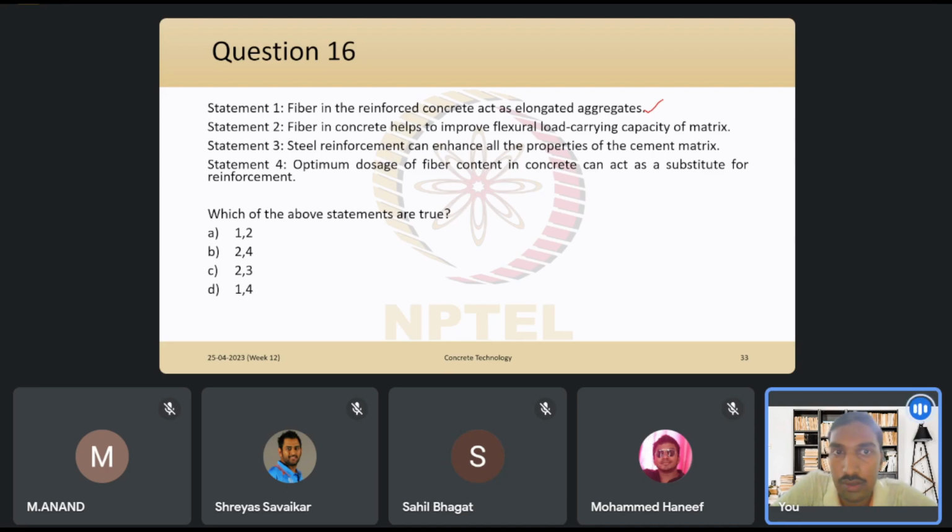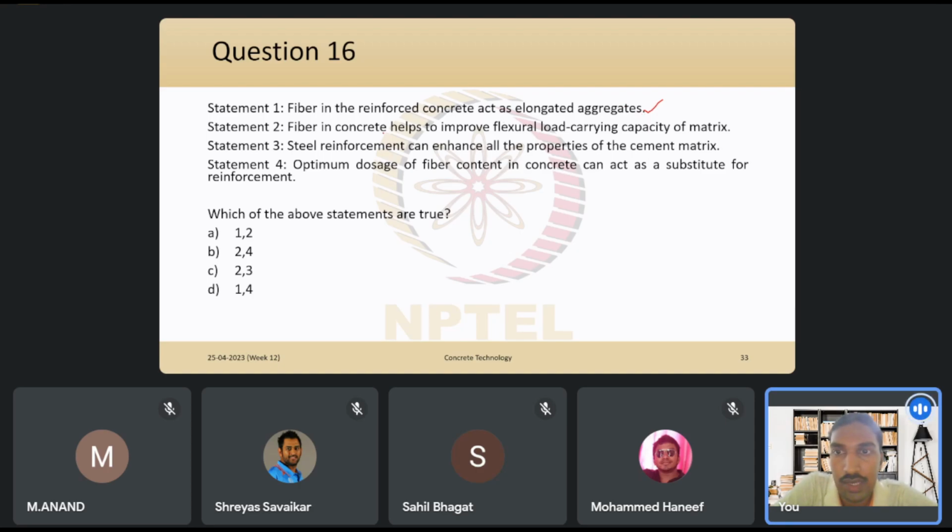This is similar to elongated aggregates because when you compare the thickness of these fibers to their length, they are longer than they are thick. Elongated aggregates also have a longer length than the thickness or depth. So they will act similar to having an elongated aggregate in your concrete, because of their aspect ratio. So statement 1 is true.